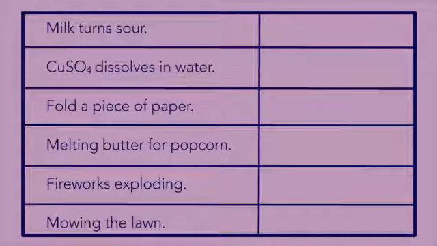Before we go, let's test out our mad skills. What do you think? Physical or chemical? Okay, so sour milk. Disgusting. You know that's got a smell. A chemical reaction made that smell.